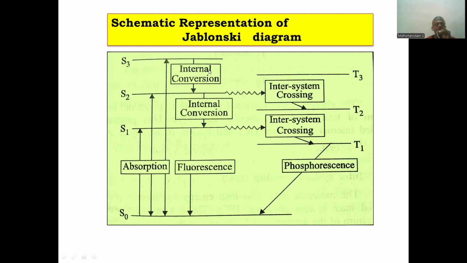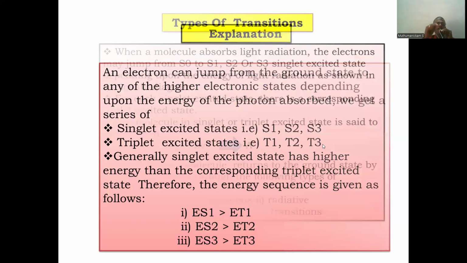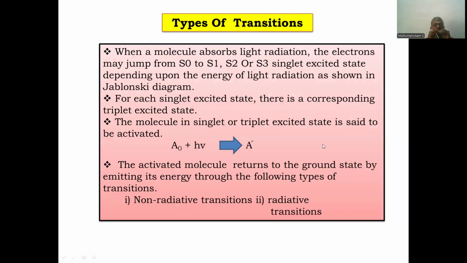So what are the things happening in internal conversion? What are the things happening in intersystem crossing? What happens in fluorescence? What are the photochemical changes that take place during phosphorescence? And everything is collectively represented by the Jablonski diagram. So that is the specialty of this topic. So next, what are the types of transitions?